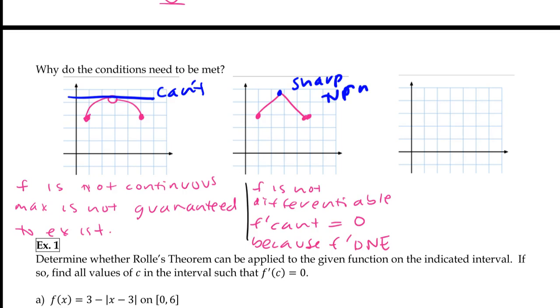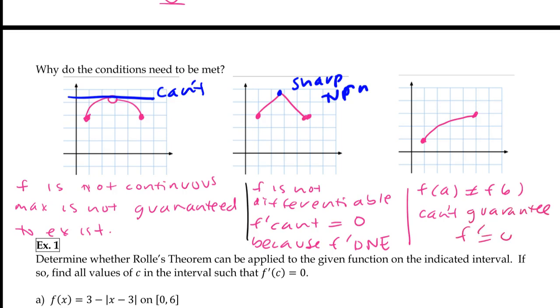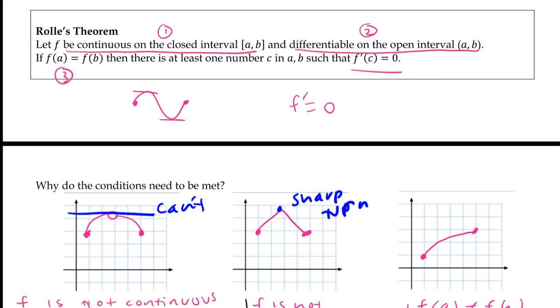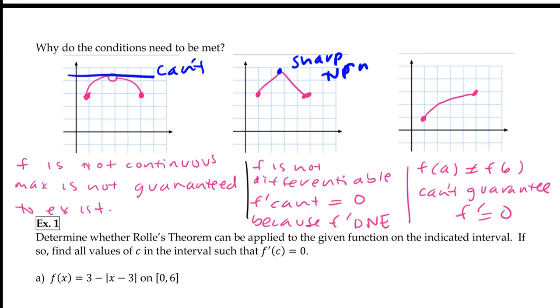Okay, the last case says, what happens if f of a is not equal to f of b? So what if I don't start where I end? What if I'm here and then I can go 1, 2, 3, 4, 5? What if this was my function? Are we guaranteed to see a 0 slope, a horizontal tangent? Do you guys see that we can't guarantee that? Remember, the whole point of Rolle's theorem up above is to say, if we have continuity, if we have differentiability, if f of a equals f of b, this is our conclusion, right? That's what we're concluding. Let's use a different color there. If that's what we want, we can't guarantee it in this case.